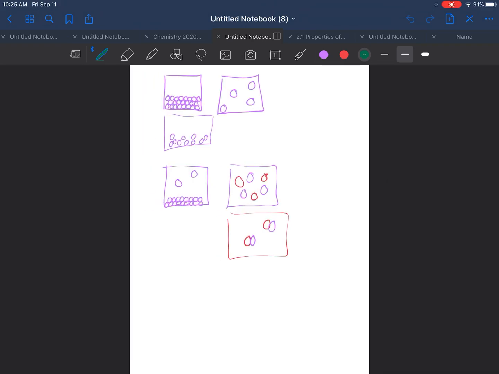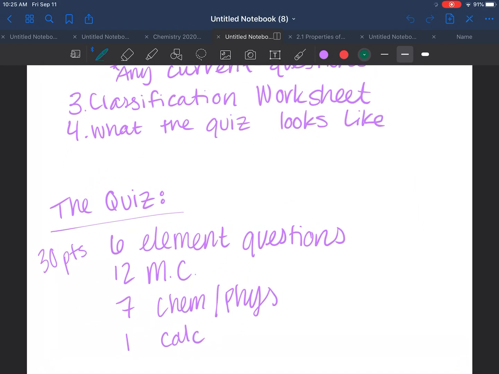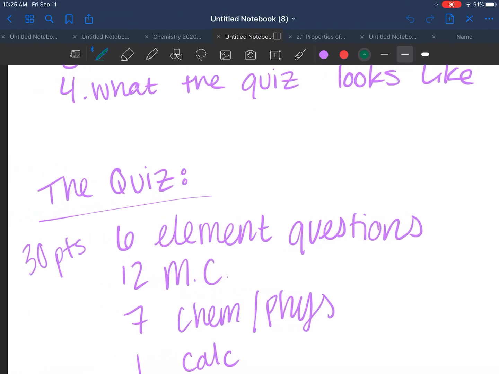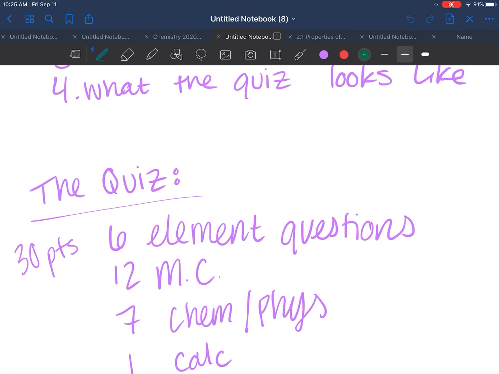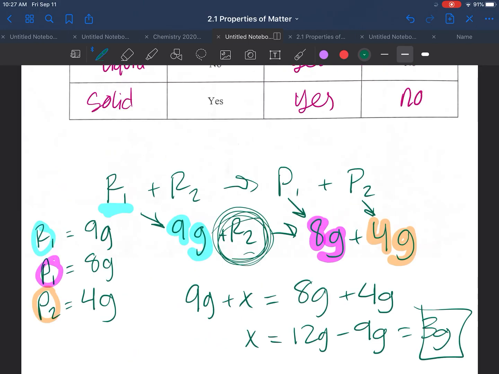Now your quiz is going to consist of 6 element questions, meaning that batch 1 from quiz 1 is fair game. So you need to not just cram study and actually study these elements. Then there's 12 multiple choice, 7 on whether this is a chemical or physical property, or whether this is a chemical or physical change. And then your 1 calculation problem, which will be just like what we did here.